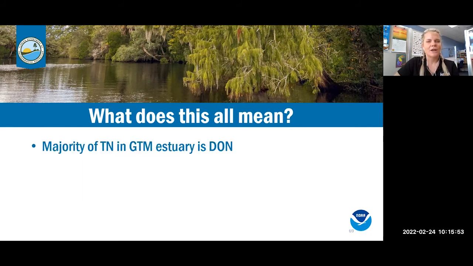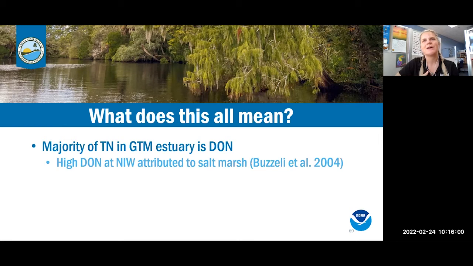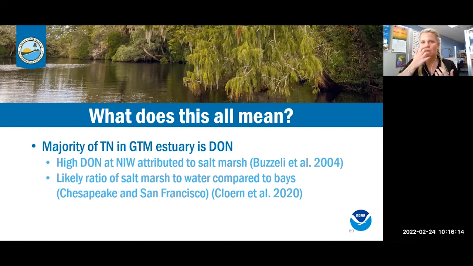The majority of the total nitrogen in the GTM estuary is dissolved organic nitrogen, which is kind of cool because there was actually a study back in 2004 at North Inlet-Winyah Bay, which is a sister reserve of ours in so many different ways. And they actually found that the high DON, they attributed the high DON to salt marsh, which kind of makes us wonder when we look at these Chesapeake Bay and San Francisco Bay systems that the ratio of salt marsh to water is probably playing more of a role in our system.